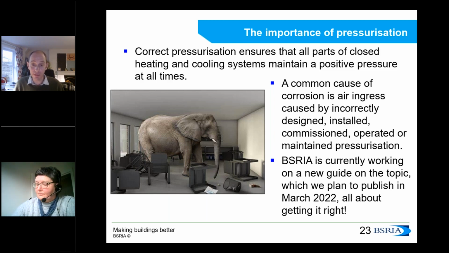So it's really going through a whole project from design all the way through to long-term operation of the system. What do we need to do to get pressurization right? It's not rocket science, but we felt that the industry really needed guidance on this, and I hope this guidance is going to come in useful for the industry. BG50 does mention pressurization, but we're talking about a couple of paragraphs here, not fine technical detail, which is what we're going to do in the new guide that we want to publish next year.